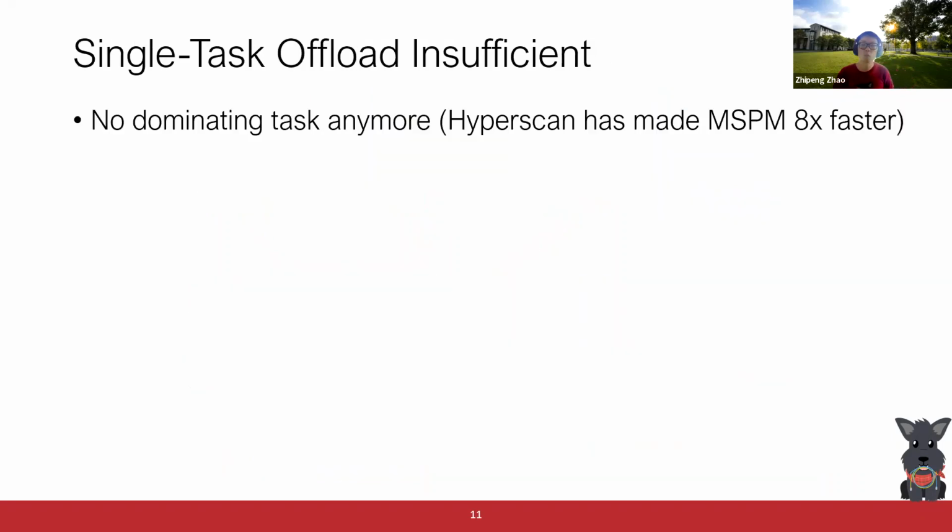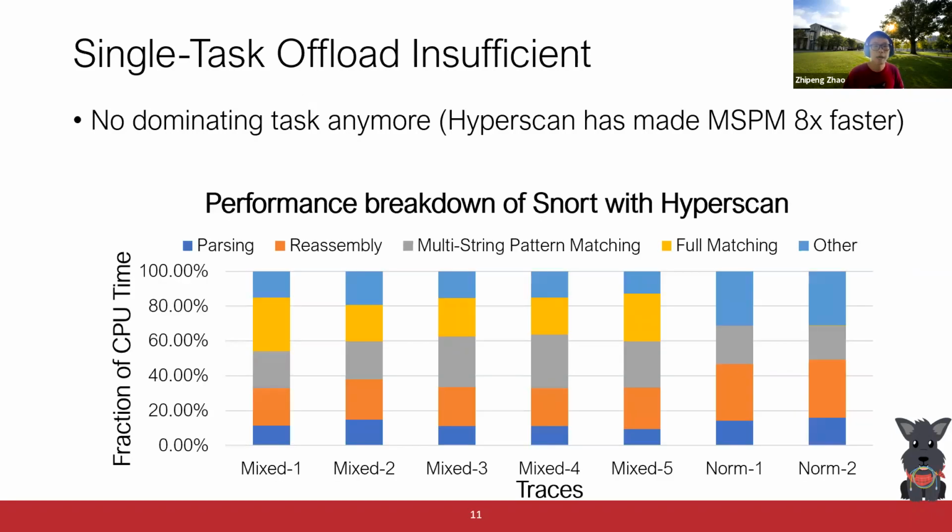Now you may wonder, why don't we just offload a single task to an FPGA? Actually, this is what most prior work is doing. However, by profiling the Snort software baseline and applying a simple Amdahl's law analysis, we can conclude that single-task offload is fundamentally insufficient in addressing end-to-end performance.